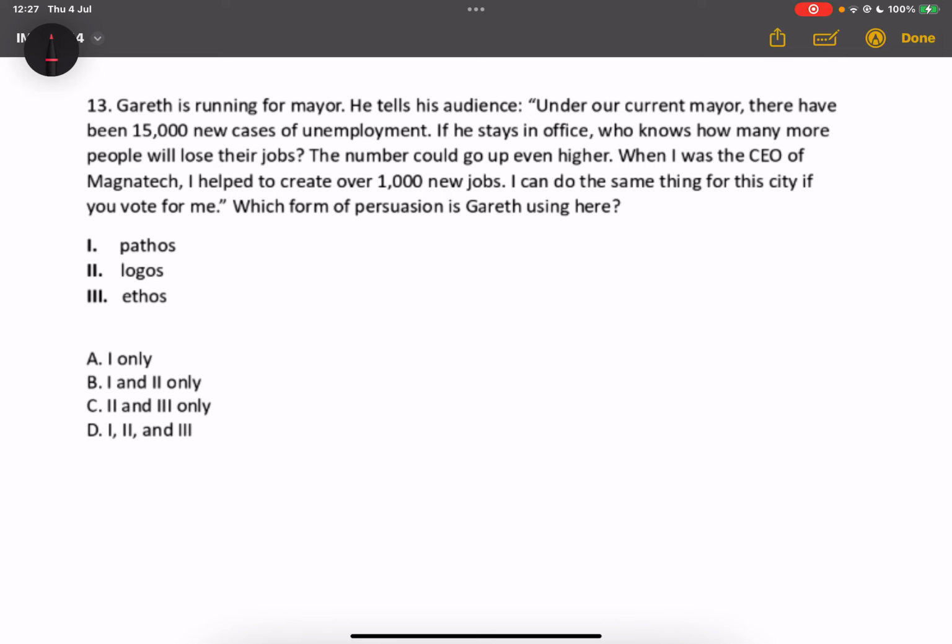With 13, we're going to look for each of them. For pathos, he says that there have been over 15,000 new cases of unemployment. That makes people feel empathy. His logos is his statistics, so 1,000 new jobs here and the 15,000 new cases of unemployment. And then his ethos, when I was the CEO of Magnatech. So he's using all three, so it's going to be 1, 2, and 3.